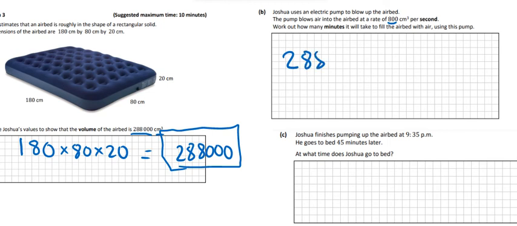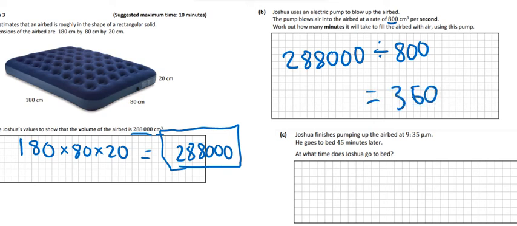So 288,000 divided by 800. If you put that into your calculator, you should get 360. So it would take 360 seconds to fill the airbed.